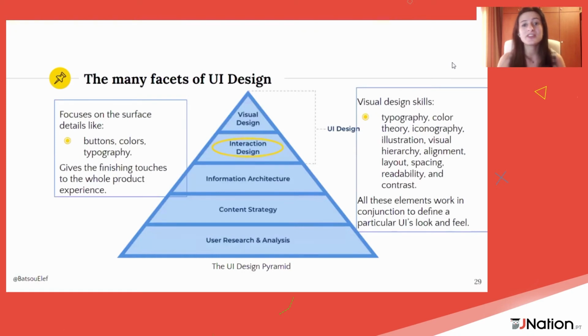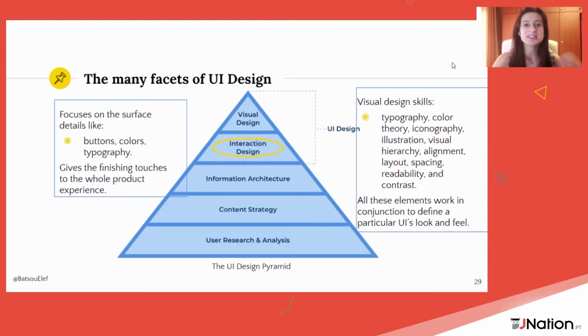He has all the information that he needs from the three steps below that one. He has pretty much everything, but he needs to focus on the design. So he will do the things that we mentioned, like buttons, colors, typography, and he will give the finishing touches to the whole product experience. A UI designer has to know a lot of things and have a lot of skills, such as typography, color theory, iconography, illustration, visual hierarchy, alignment, layout, spacing, readability, and contrast.